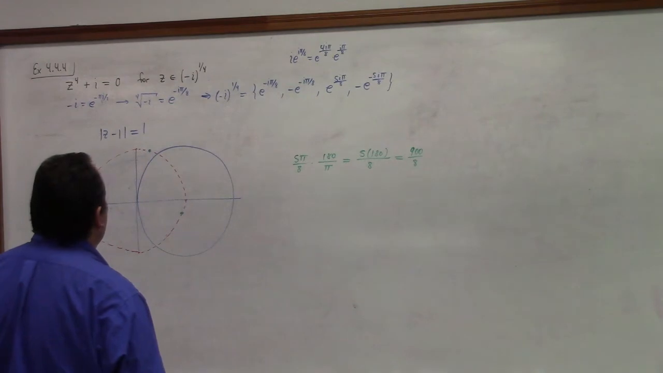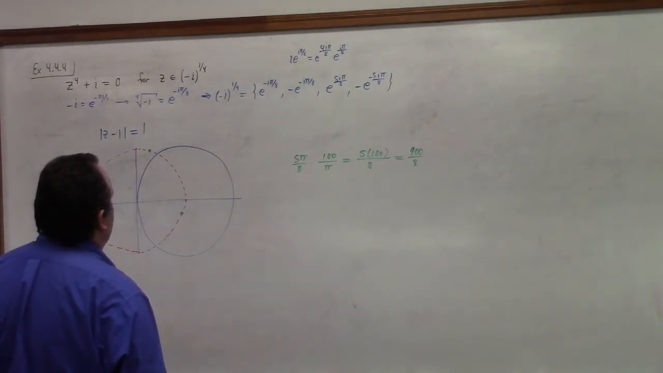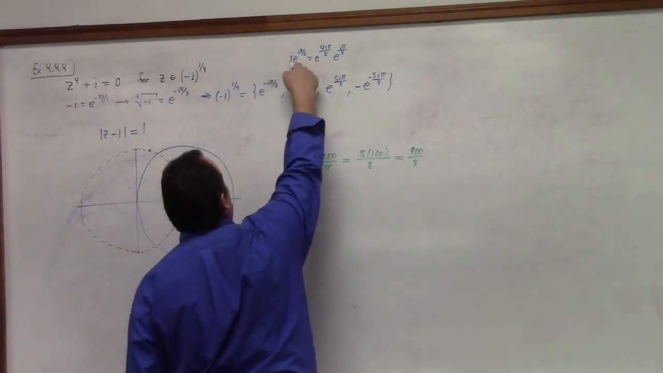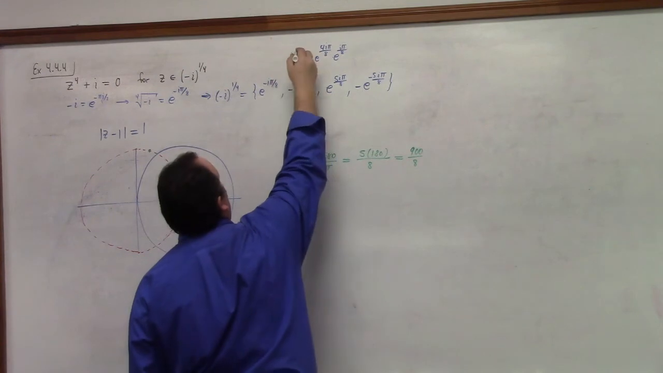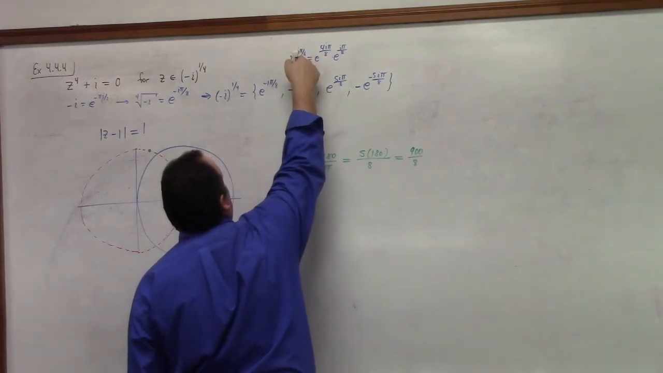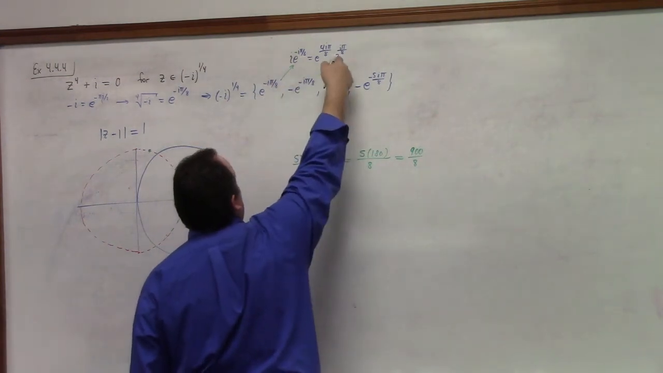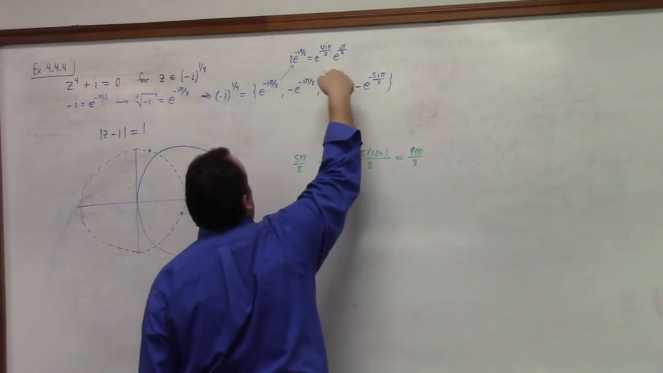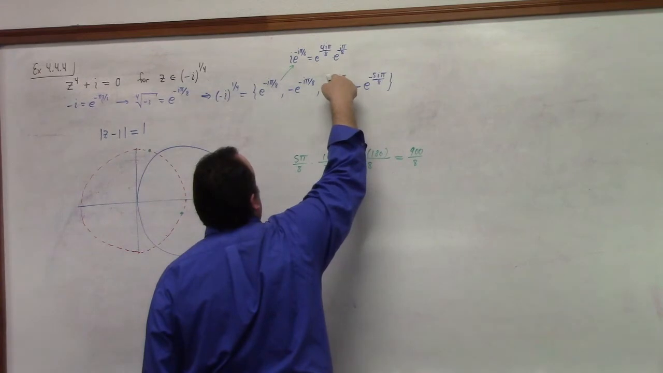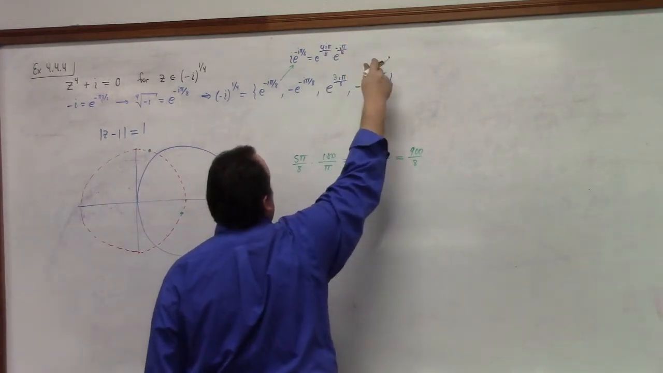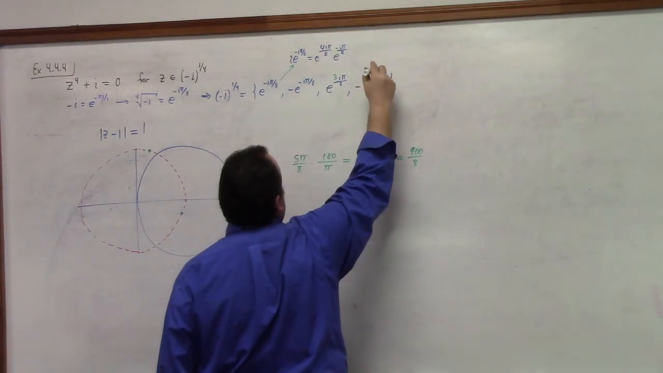5 pi over 8. Oh, look what I did wrong. Should we be multiplying e to the i pi over 8? No. Minus. See? Minus, which gives me 4 minus 1, which doesn't give me 5. It gives me 4 minus 1, 3, and then 3.